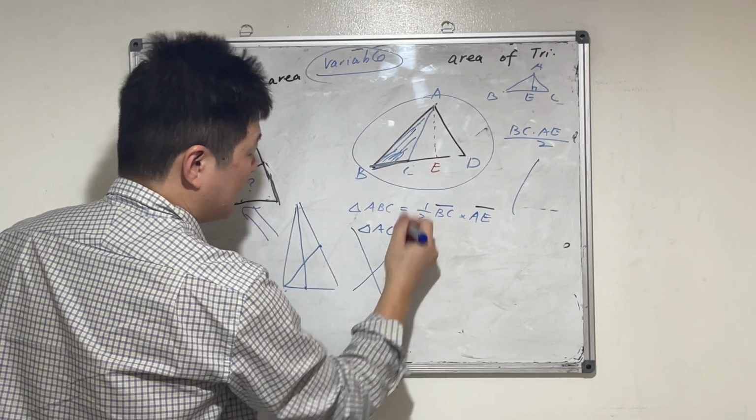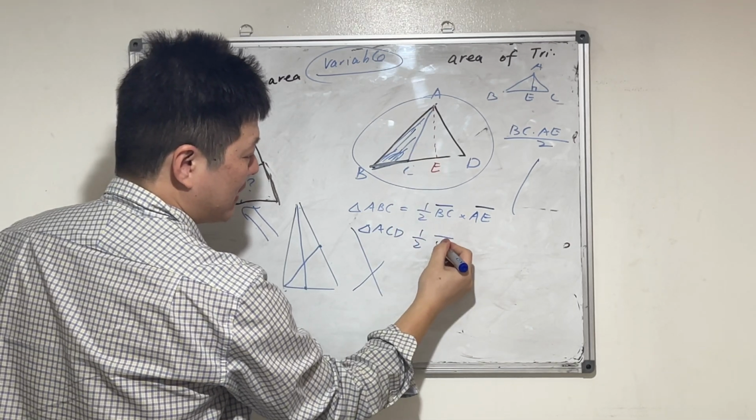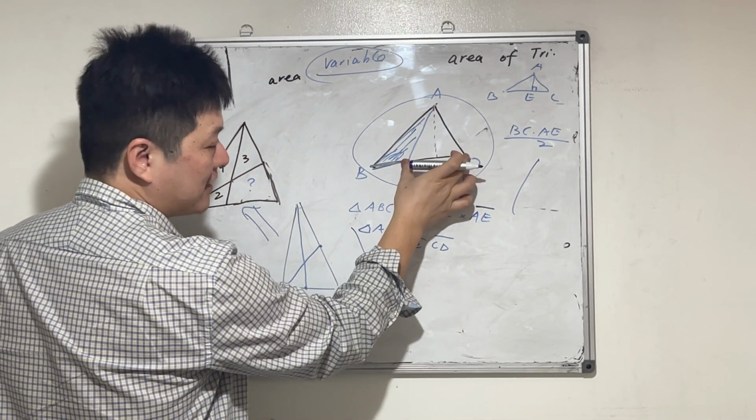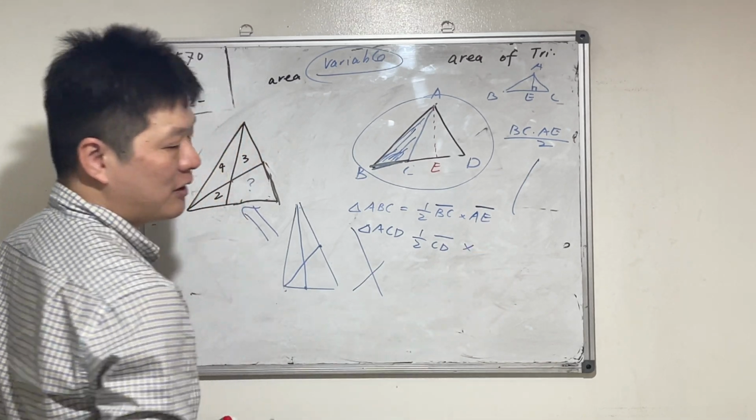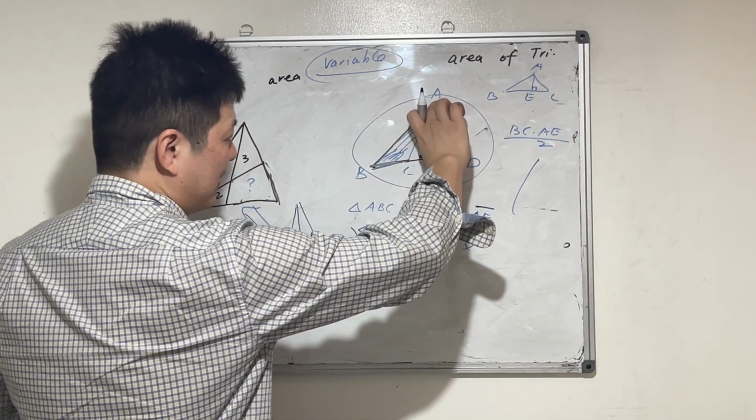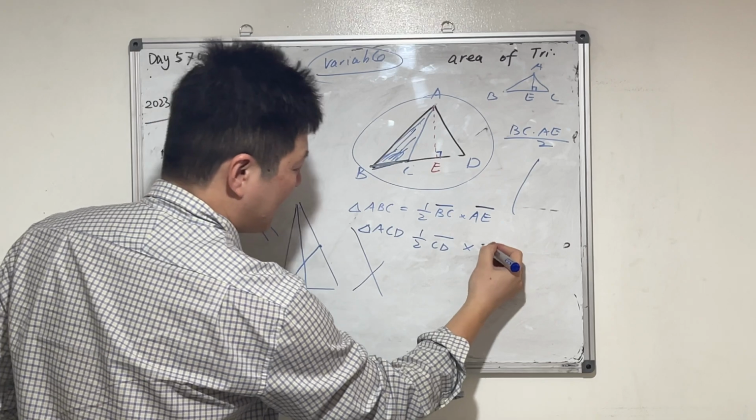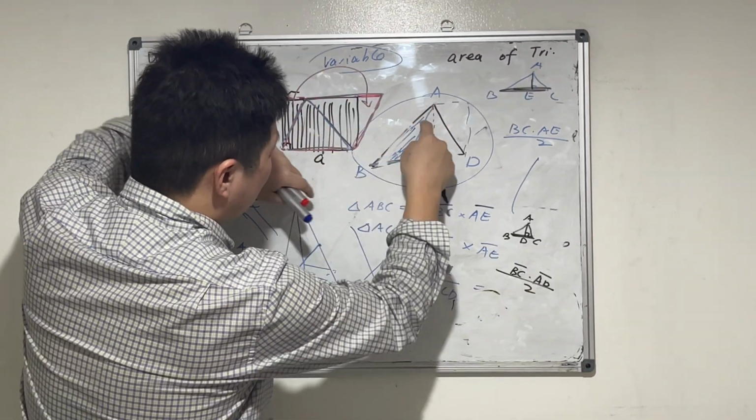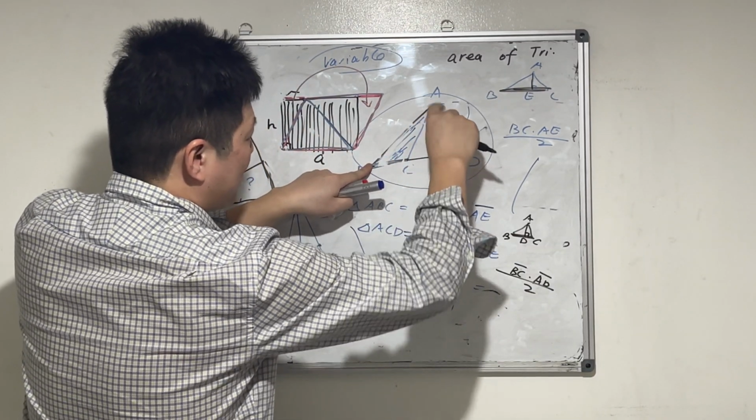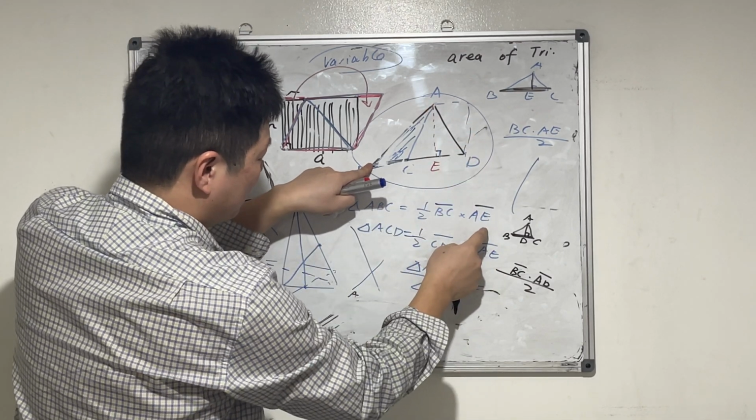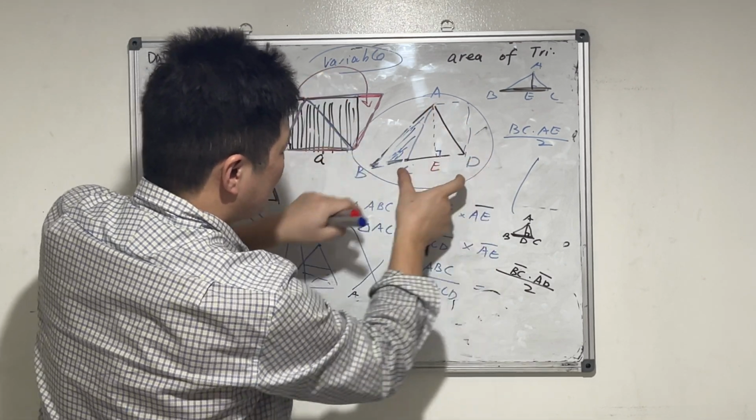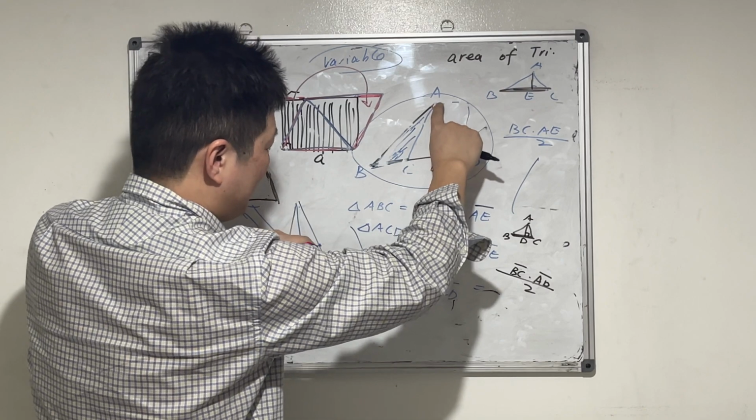Size of ACD. Half of CD, the length, times which height? Is it AC, the diagonal? Oh, AE. AE, okay? The size of ABC is BC times AE, because this is the height, divided by 2. And the size of ACD is CD times the height divided by 2.